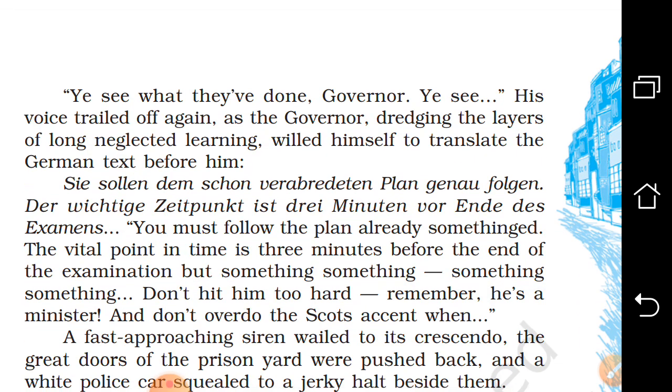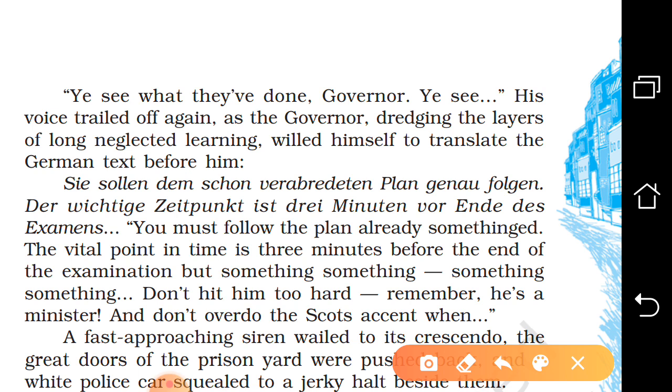"Yes, what they have done, governor? You see..." His voice trailed off again as the governor dredged the layers of long neglected learning. Actually, he once studied German. Now he is recalling, willed himself to translate the German text before him. So he wanted to translate it. What is written that we cannot read? You can read it there.